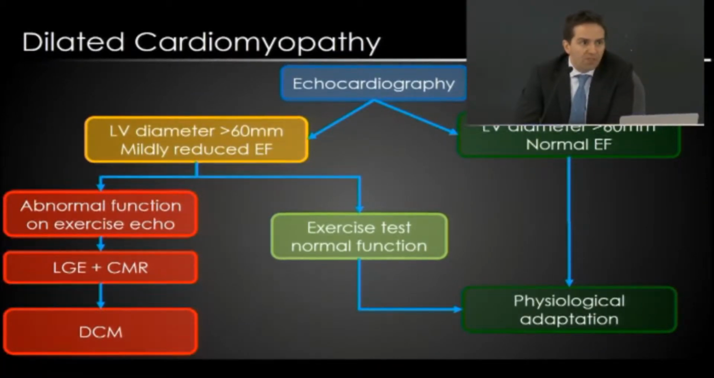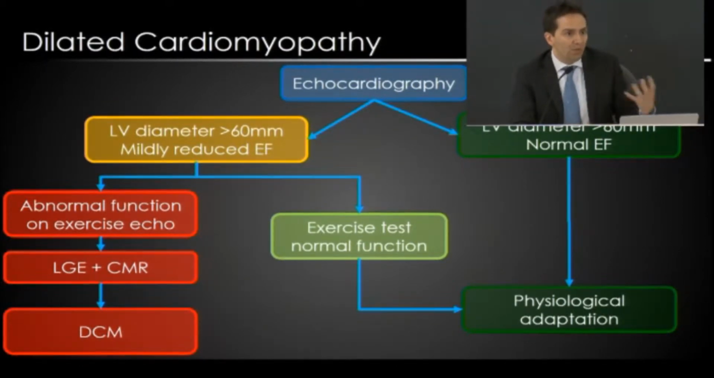So what is a proposed management protocol for the athletes with large left ventricle? So when we have an athlete that is identified with a large left ventricle on echocardiographic examination, so with a diameter more than 60 millimeters, but the ejection fraction under baseline evaluation is normal, so this is to be considered a physiological adaptation. But on the other side, if the left ventricular diameter is more than 60 millimeters and the ejection fraction is in the lower range or even a little bit reduced, what we suggest to do is an exercise echocardiography, so an exercise testing with imaging.